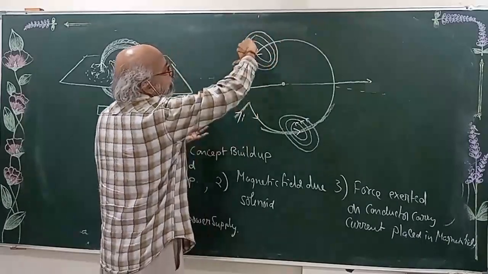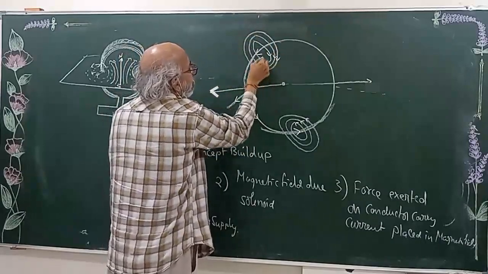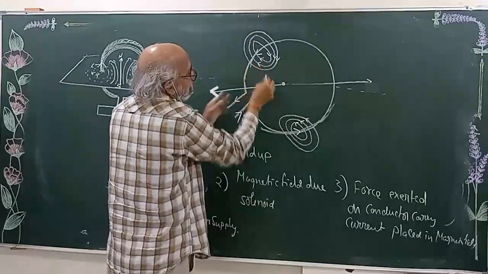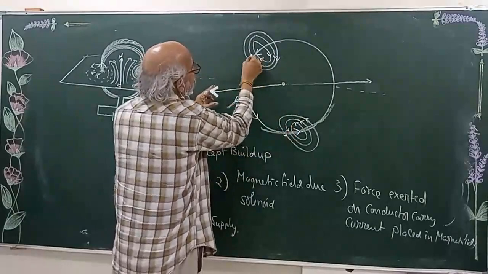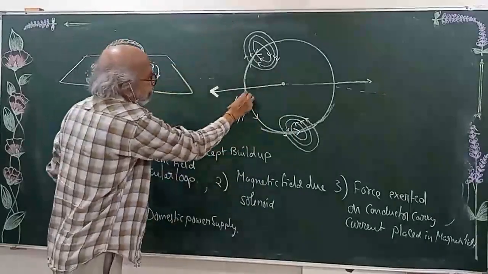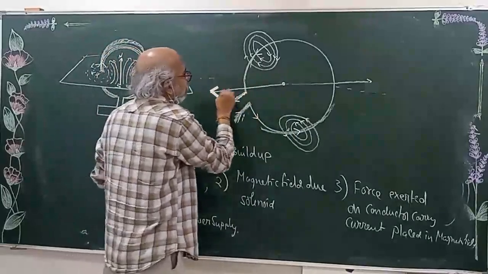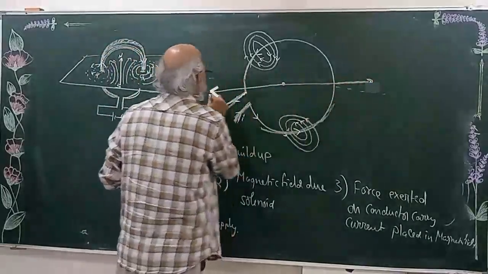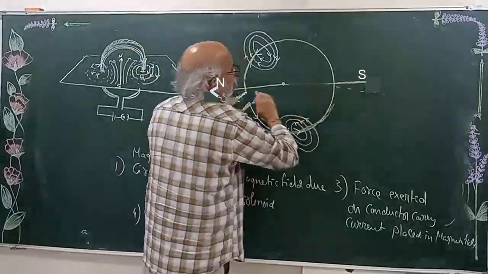Will be taking place. This is the direction, quite opposite to the other. Here it will be taking place in this direction. So the field will be taking place around the circular coil like this, and this is the axis. Along the axis, it is taking place from south to north, in the circular coil.